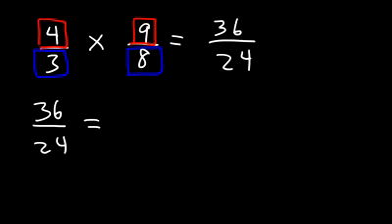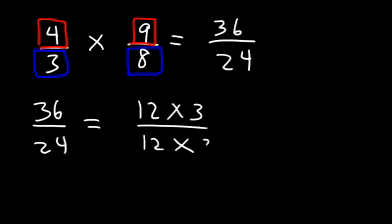24 and 36 are multiples of 12. 12 times 3 is 36, and 12 times 2 is 24. So it really helps to know your multiplication tables. So at this point, we can cancel a 12. And so the final answer is going to be 3 over 2.